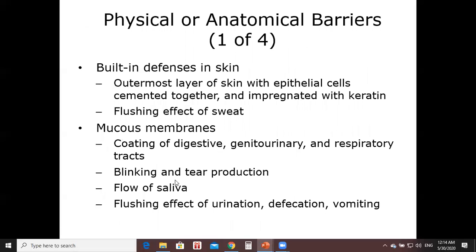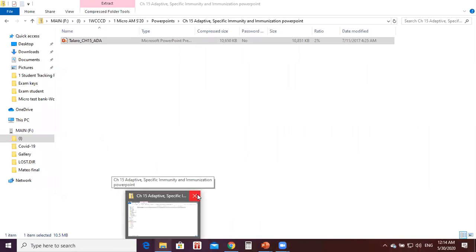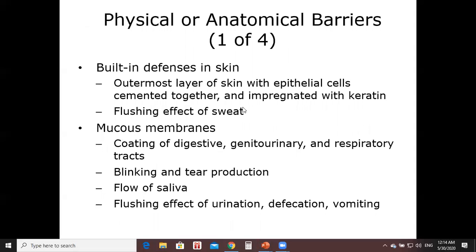So here's some of the built-in defenses of our skin. The outermost layer of the skin has epithelial cells. They're cemented together and impregnated with keratin. Then another built-in defense of the skin is the flushing effect of sweat. Then you have mucous membranes. The coating of digestive, genitourinary, and respiratory tracts are coated with mucous membranes. Then you have blinking and tear production, flow of saliva, and the flushing effect of urination, defecation, and vomiting. Those are all physical or anatomical barriers.